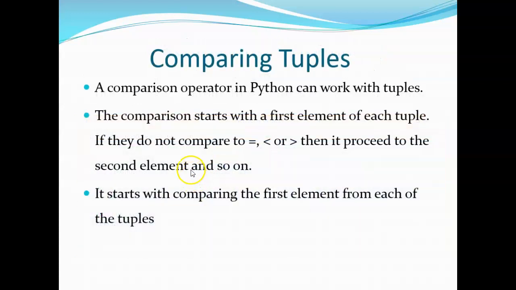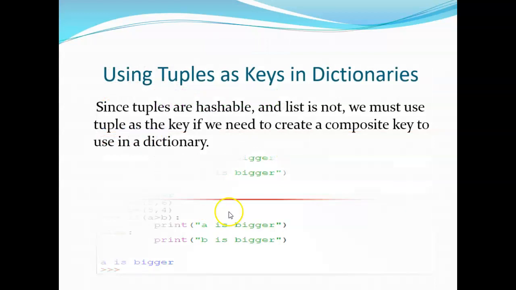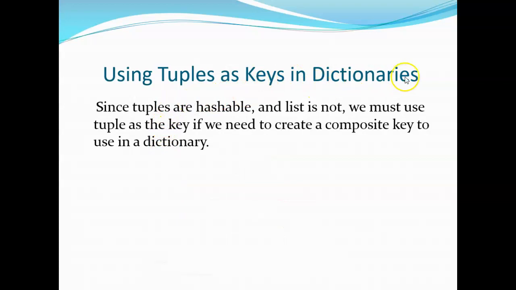Comparing tuples: two tuples can be compared. If they do not differ using assignment or less than, greater than, then it proceeds to the second element and so on. Generally, the first element will be compared. After that, if those two are equal, the next element will be checked. You can see that in the examples: 5 6 1 4, 5 6 5 6, 8 4, 5 5, then 6 4.